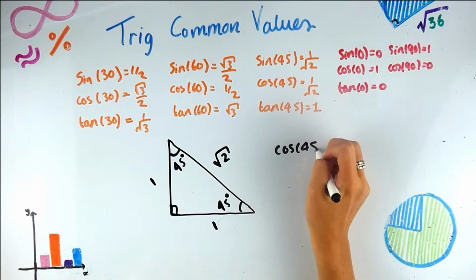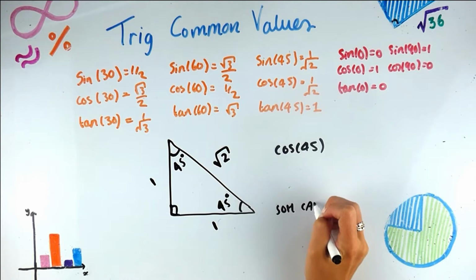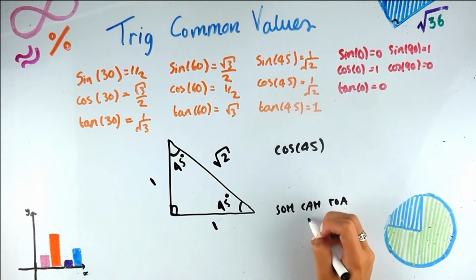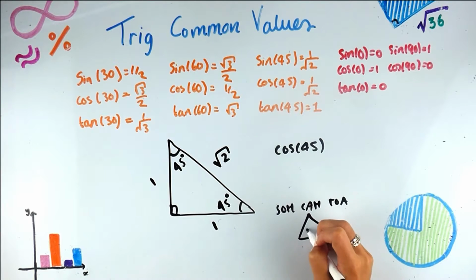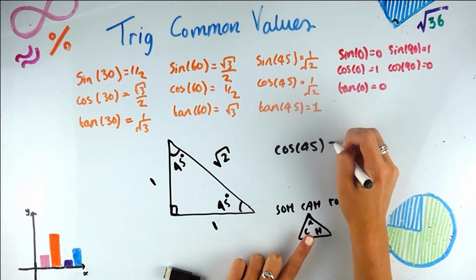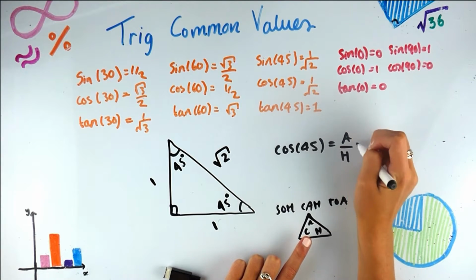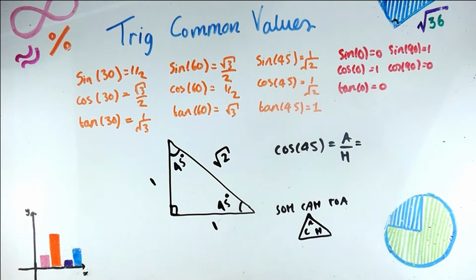What about cos 45? So in my SOHCAHTOA, I want this formula triangle. I'm looking for the cos, so I cover it up, so I have the adjacent over the hypotenuse. Okay, let's just use this 45 degree angle now, it won't make a difference.